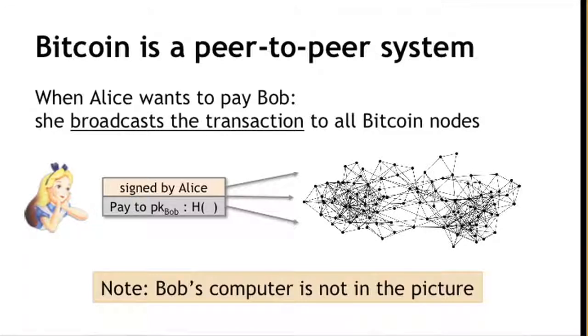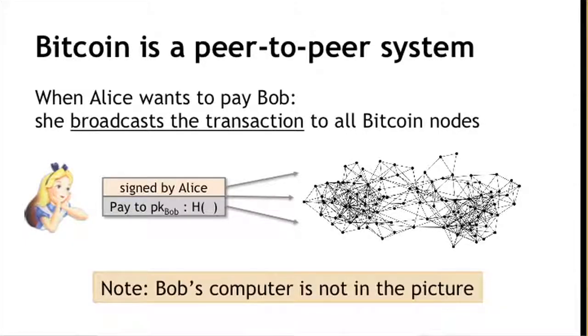And notice something funny here. Bob's computer is nowhere in this picture. Now Bob, if he wants to be notified that this transaction did in fact happen and that he got paid, might want to run a Bitcoin node that's one of these peer-to-peer nodes in order to listen in on the network and be sure that he's received that transaction, but his listening is not in fact necessary for him to receive the funds. The Bitcoins will be his whether or not he's running a node on the network.